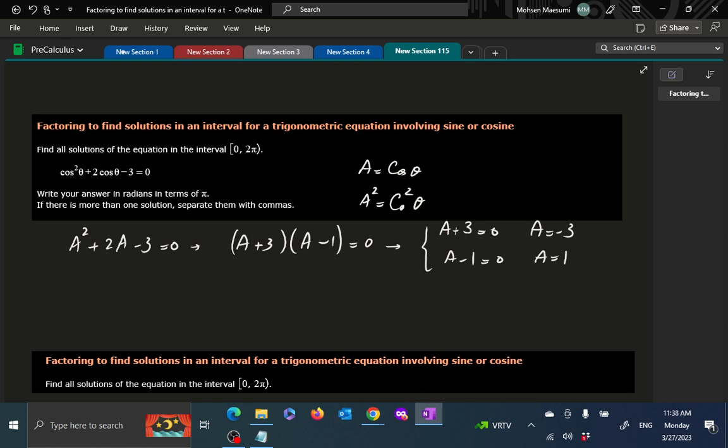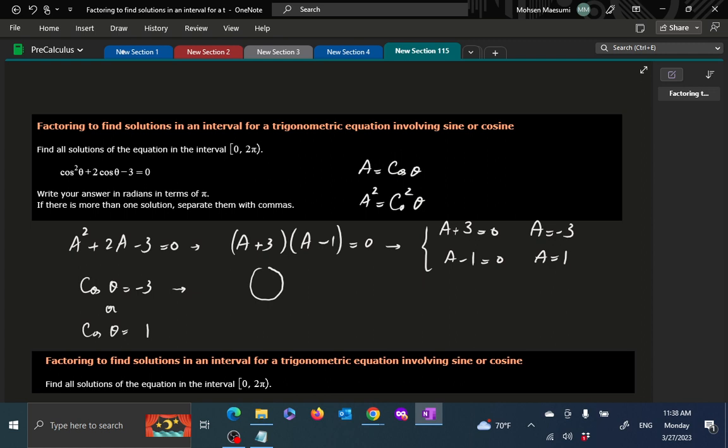Now again, a wasn't an object to be found. It's not referred to in the original equation. It's the theta we are after. So we go back to either cosine of theta is equal to minus 3 or cosine of theta is equal to 1. Well, what do you think? Cosine of theta equal to minus 3. Is there such an angle? Cosine is between 1 and minus 1. It never becomes minus 3.